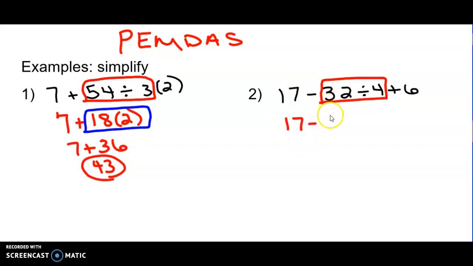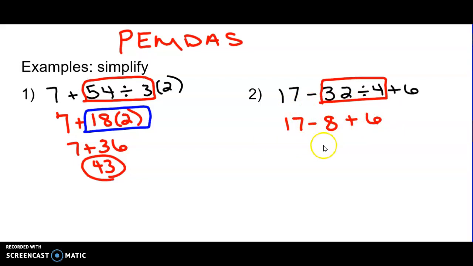I'm bringing my minus sign down. 32 divided by 4, we can simplify that. 32 divided by 4 is 8. And then I'm just going to bring my plus 6 down. So there's no other multiplication or division here.